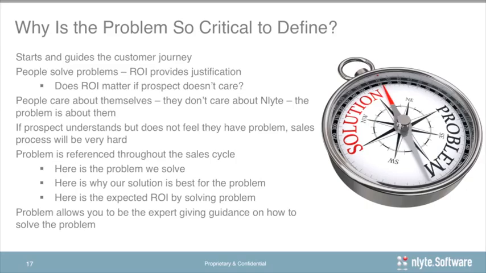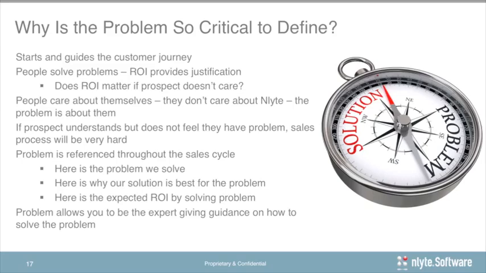And then another thing, the problem, as we mentioned at the start, it starts and guides the customer journey, but it's also what you reference back throughout the sales cycle, right? At the beginning, you say, here's the problem we solve. Here's why our solution is best as you get into evaluating different products and why you're explaining why Nlyte is the best product. It's what you reference back to and say, we solve that problem better than anyone, and here's why. And I'm going to come to slides where we talk about how we differentiate Nlyte, and we'll get into that in just a second. And then lastly, here's the expected ROI you're going to get by solving that problem. So again, that problem is the great touchstone that you go throughout the sales cycle and keep referencing back, right?